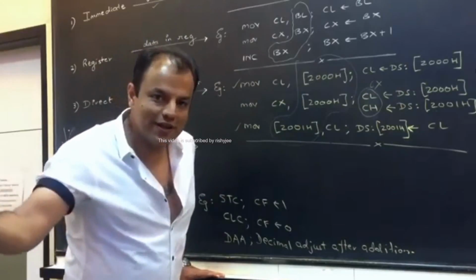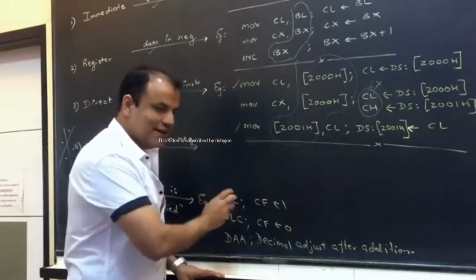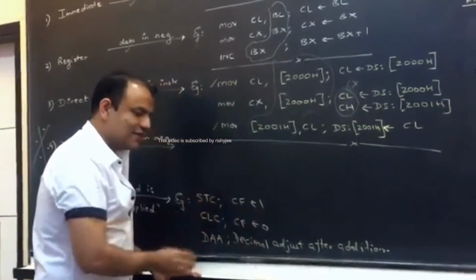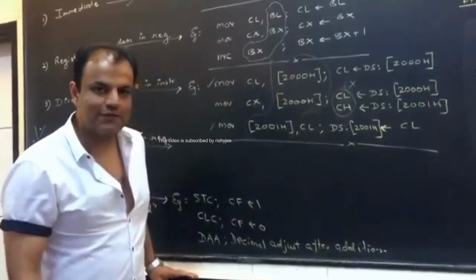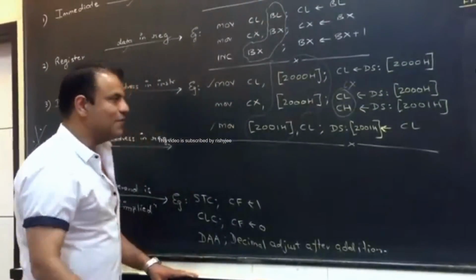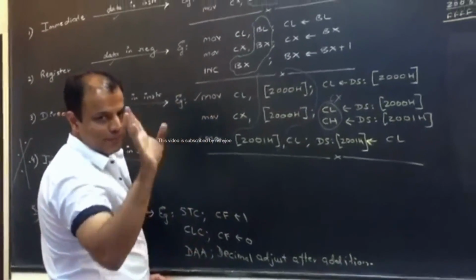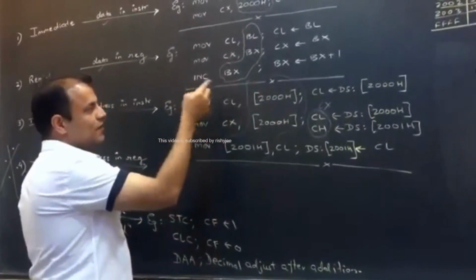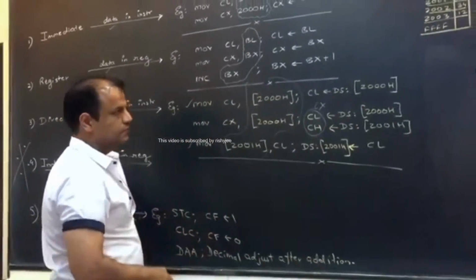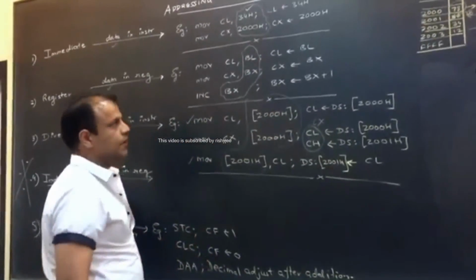Since it works only on the carry flag, why should I write STC carry flag? If I write just STC, it is implied that it's going to work on the carry flag because it can't work on anything else. I'll make it clear. Don't worry, it's too simple. Increment BX will increment BX. Agree? Increment CX will increment CX. Increment DX will increment DX.